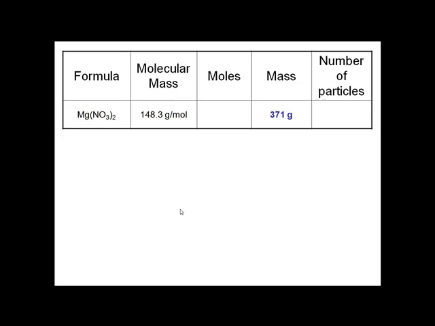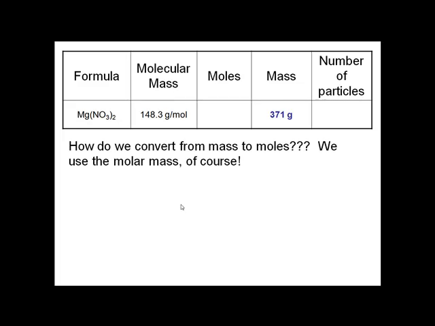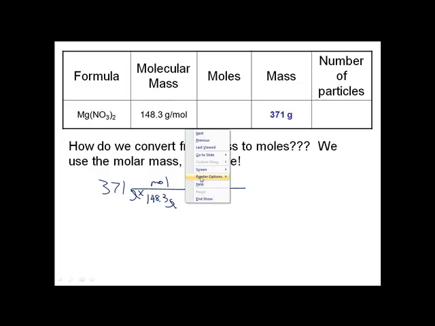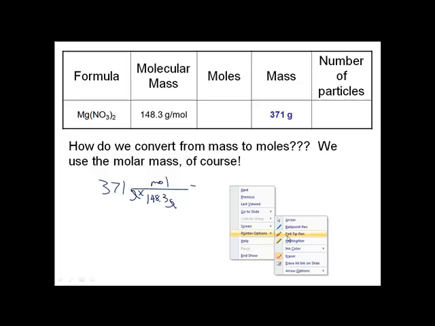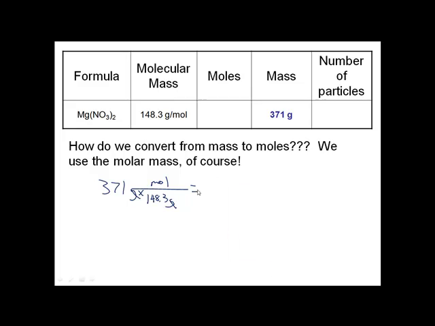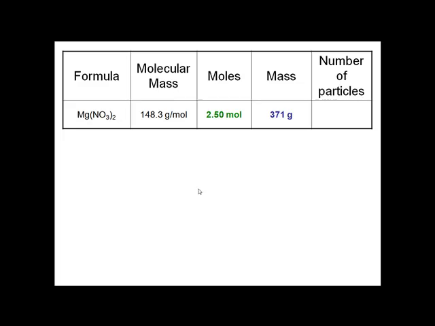All right, I know that you guys showed your work. I know you showed units canceling out. So let's see, how do we convert from mass to moles? We use the molar mass. Now that we have the mass, 371 grams, we're going to use our molar mass. We're going to divide by the molar mass now. 148.3 grams over moles. Grams cancels out. And you should have gotten 2.5 moles.